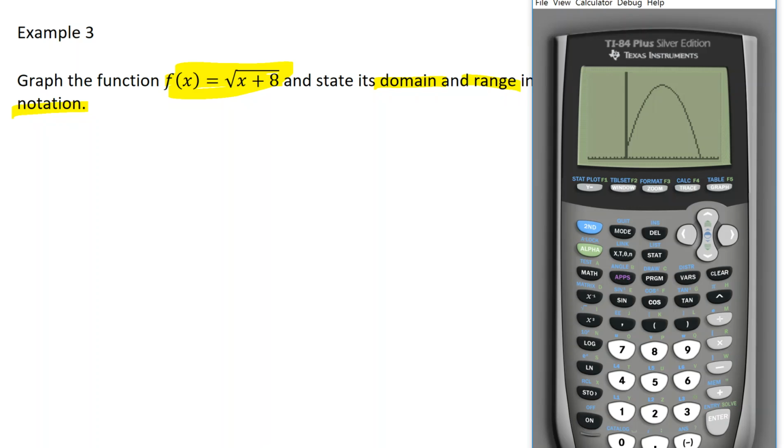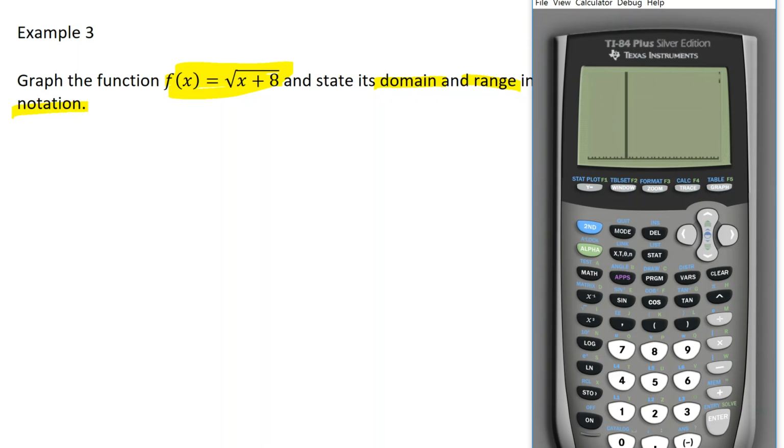So let's turn it on. It looks like I already had something in there, so I'm going to clear it. Let's graph this specific function, the square root of x plus 8. I'm going to press second and then this to get the square root. To get x, I'm going to go here and then plus 8. And then I'm going to graph it.